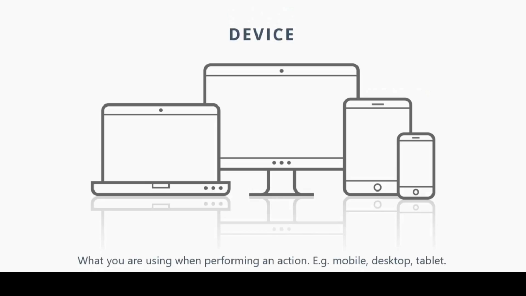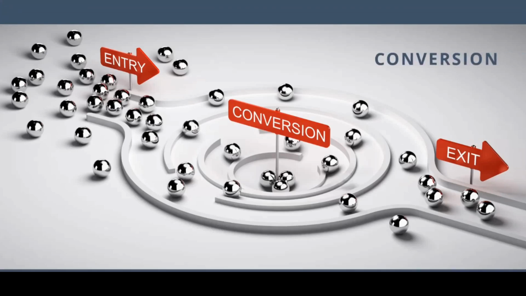Then we have device, which is what you are using when performing an action, for example, mobile, desktop, or tablet. Then a conversion. A conversion occurs when a person completes a desired goal, for example, a purchase or submitting a form. We will be talking about conversions a lot, and I'll bring this up again. So a purchase, submitting a form, subscribing to a newsletter, whatever it is that you want to achieve, you're tracking for those different conversions.